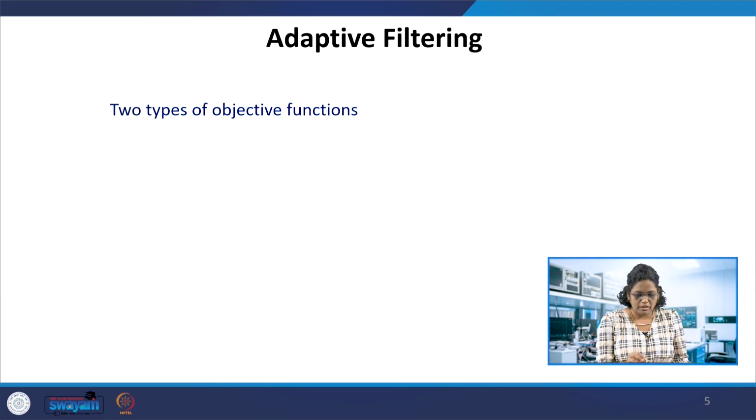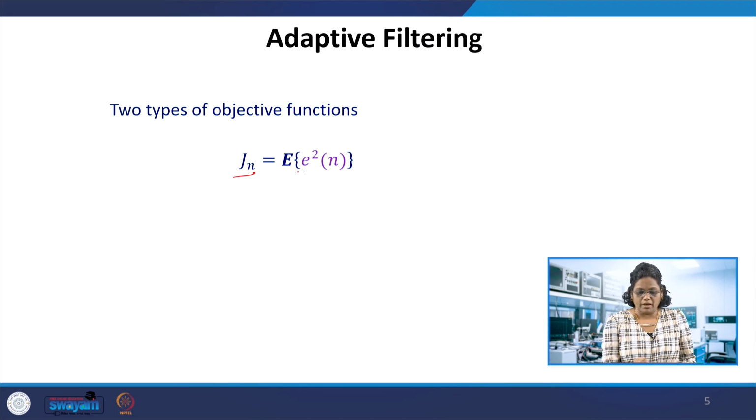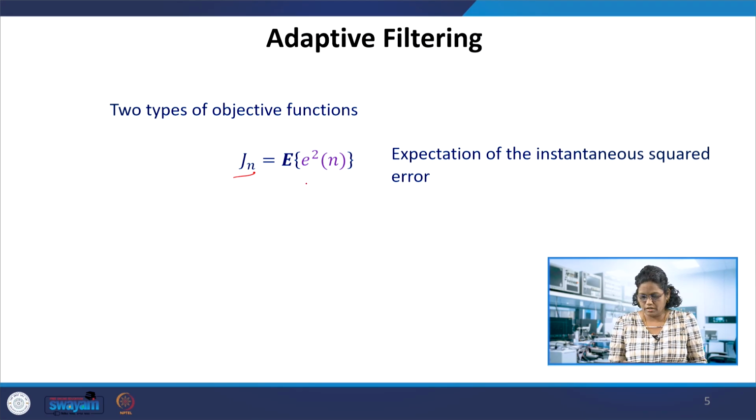In these types of adaptive filtering, there are two types of objective function for how the error is to be made zero or minimized. One is that we can have the objective function or cost function to be the expectation of e square n. e of n is the error, we square it, and then the expectation of that is to be minimized. That is one objective, the expectation of the instantaneous squared error. That is one cost function to be minimized.